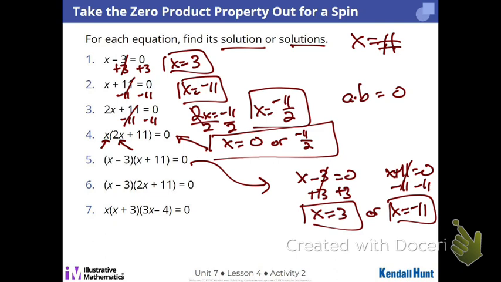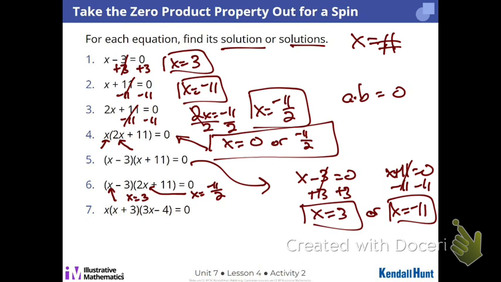Like this is review. We did this last quiz, last unit, unit 6. All right? If I put 3 here, I get 0 times stuff is 0. If I put -11 here, 0 times stuff is 0. So for 6, I can have this one be x equals 3, and this one be x equals -11 halves.